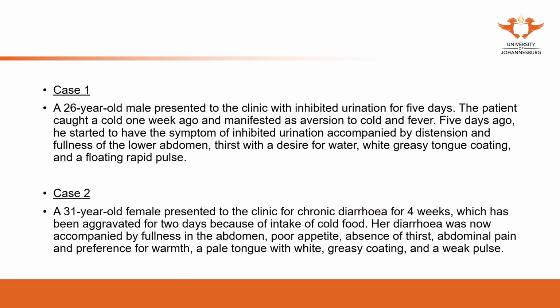There's one patient, a 26-year-old male, with inhibited urination for 5 days. The patient caught a cold 1 week ago, manifesting as aversion to cold and fever. Inhibited urination. Fullness of the lower abdomen, thirsty with desire for water. White, greasy tongue coating, floating pulse.